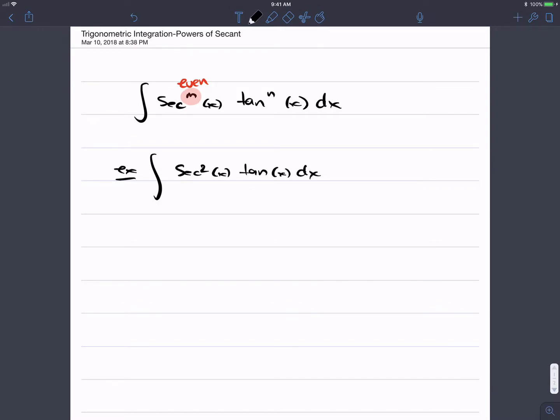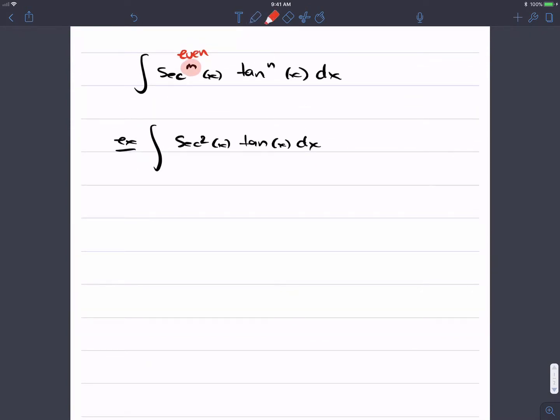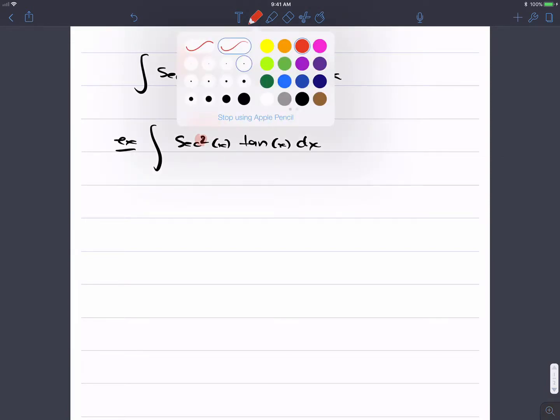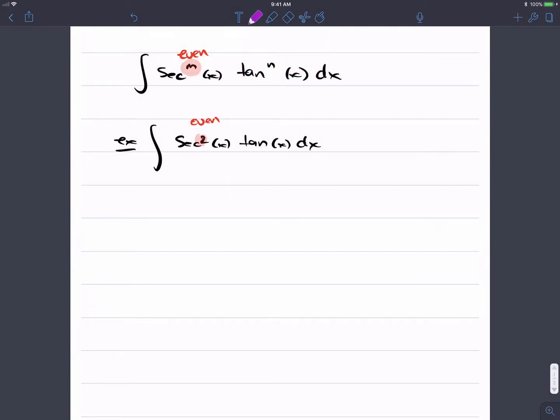So if I have the integral of secant squared x tangent x dx. Again, notice here that my power here is even. So I have an even power of secant. I'm going to ignore the power here for tangent. You're going to see why. And we're going to go with this approach. We're going to let u be tangent. And when we let u be tangent, we'll get du being secant squared x dx, because the derivative of tangent is secant squared. So we're essentially going to perform a u substitution here.